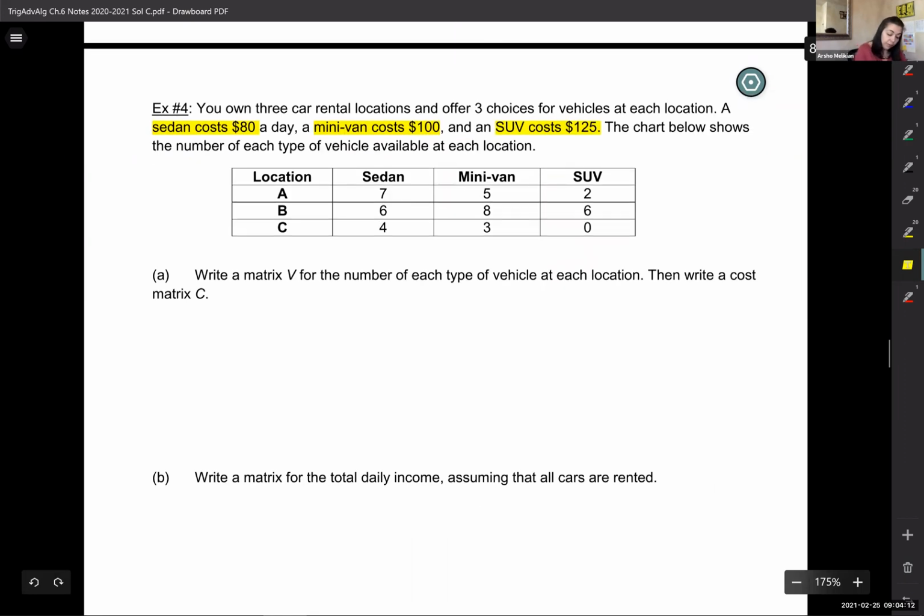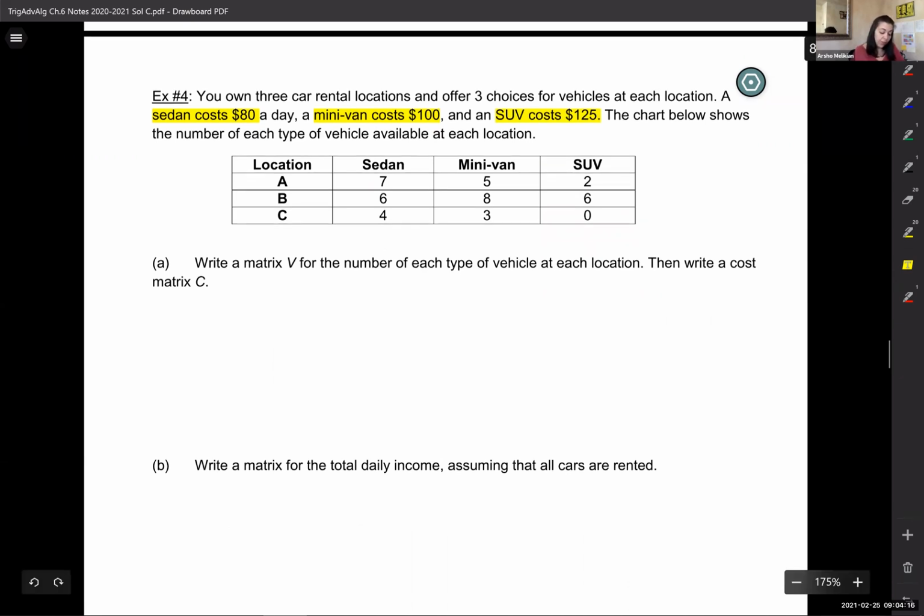So the first question asks, write a matrix V for the number of each type of vehicle at each location. Then write a cost matrix C. So V is the vehicle matrix. And again, to write the matrix, we take away the chart aspect of it and just focus on the values. So we've got 7, 5, 2, 6, 8, 6, 4, 3, 0. That's the vehicle matrix.